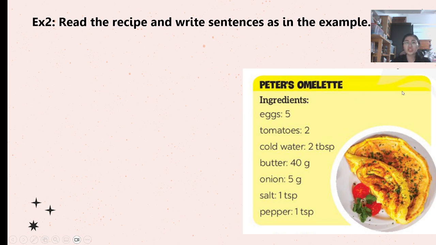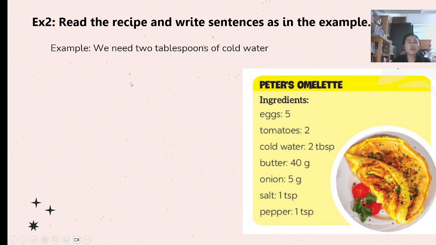Okay, look at this picture. This is a pita omelette. The ingredients include eggs, tomatoes, cold water, butter, onions, salt, and pepper. Now, look at the example. We need 2 tablespoons of cold water. So, look at the ingredients and the quantity. Make similar sentences like this example.